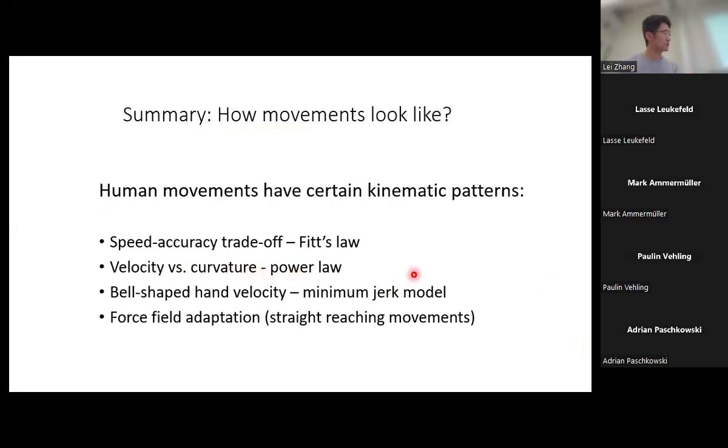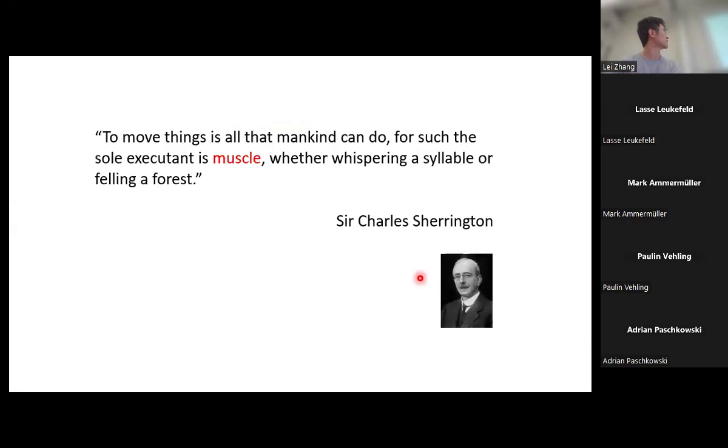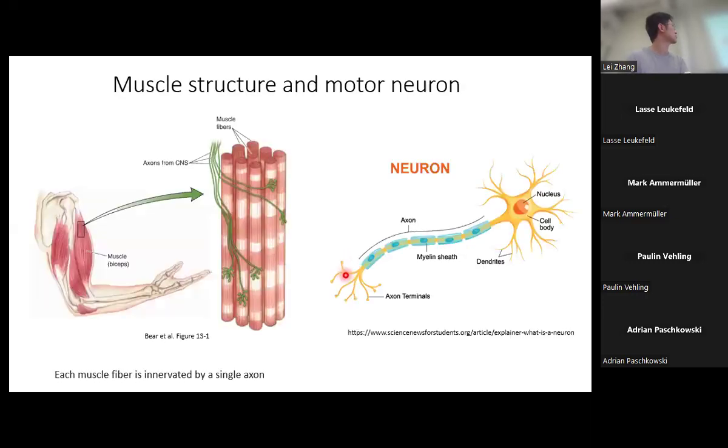Okay, so this is the first part, on motor behavior. So let's come to the muscle. Muscle is the only executor of movement in humans. That's why it's very important, as highlighted here by the Nobel Prize winner, Charles Sherrington. Here we want to learn what the muscle looks like and how it is controlled.